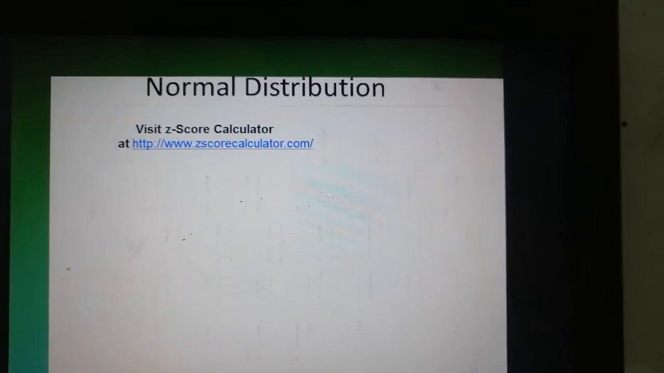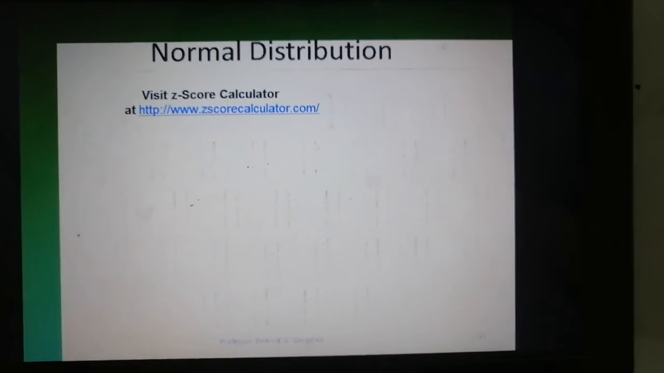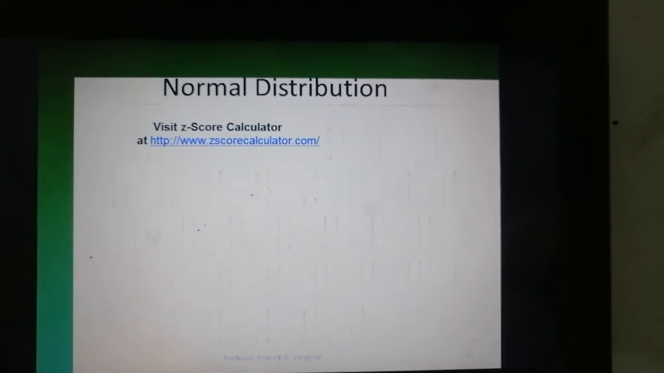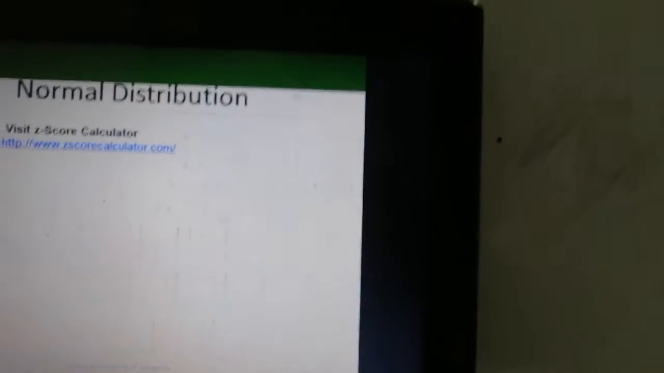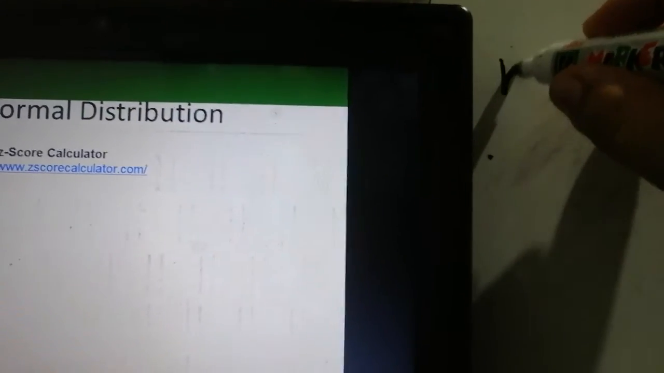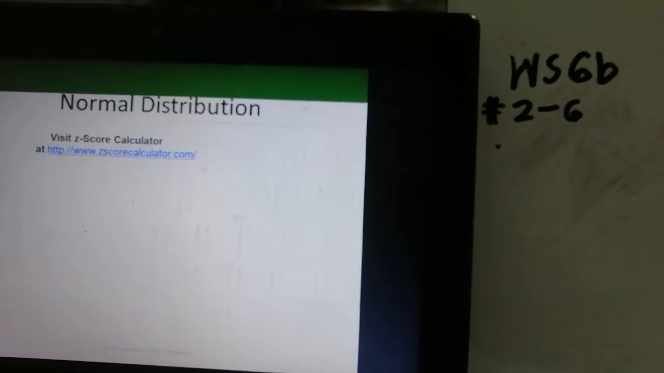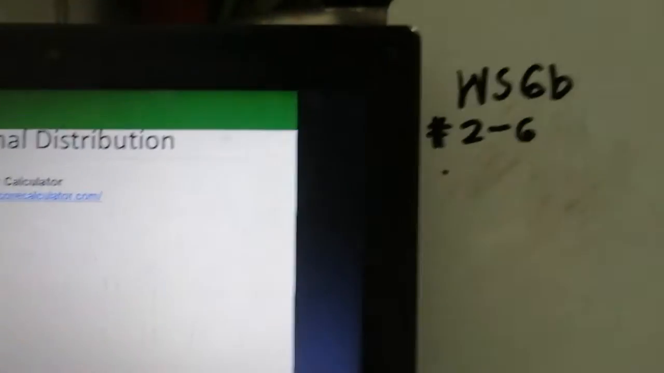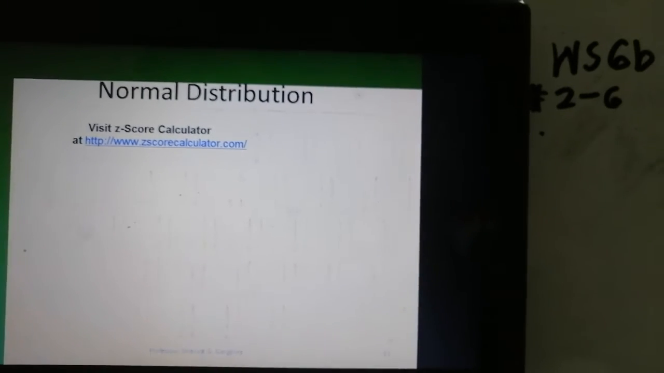So you may use this link if you have connection at home. I would like you to get the answers on the worksheet. So I'll be asking you to answer worksheet 6B, numbers 2 to 6. So that would be your next task. Numbers 2 to 6. Or you can always check your answer, no, using this calculator if you still have internet connection.